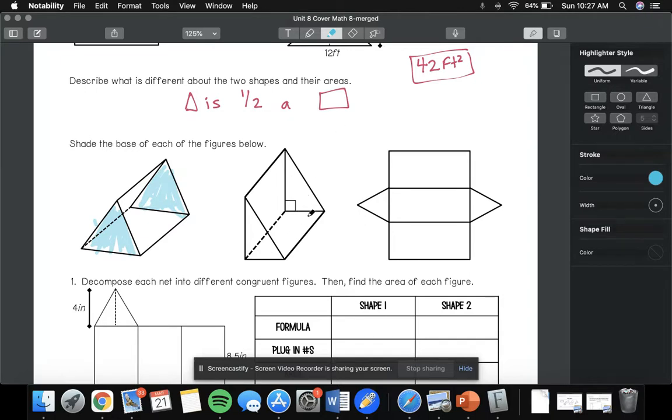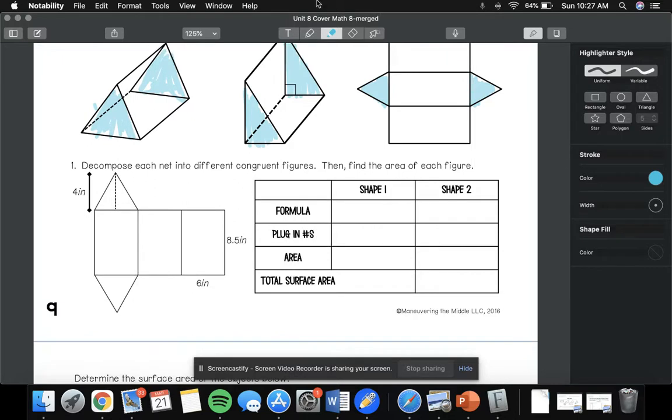Again, while the bottom is a rectangle in this shape, this is still a triangular prism because it has a triangle in the front and a triangle on the back. So again, they're parallel to each other. Okay. And then finally, this would also be a triangular prism because we have triangles on the ends and they would fold up and make a prism.